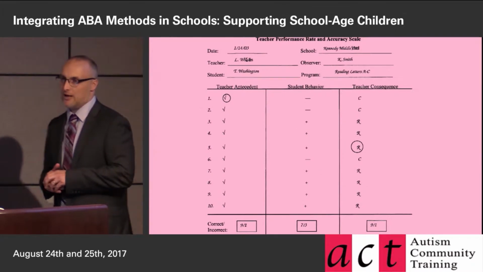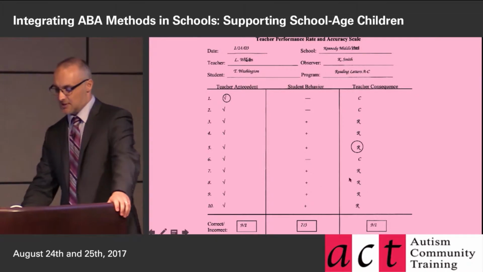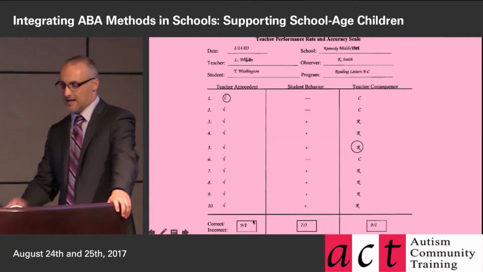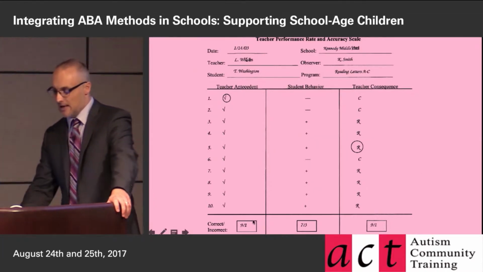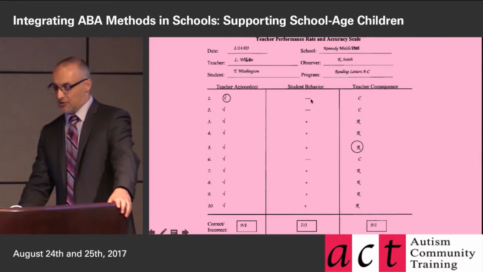So this is what the TPRA looks like. You have it in your handout, but it's nice and clear there. So this is completed data over 10 teaching trials. And what you see is the teacher's instruction, that nice clear instruction, what the student did as a result, and what the teacher did as a consequence.